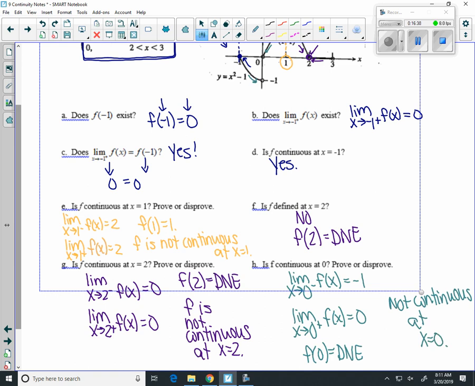So this idea of continuity at a particular x value is not complicated, but you have to have every piece. You have to be very precise about noting every piece and using that graph or the piecewise function that you're given. There's a couple practice assignments that follow this.